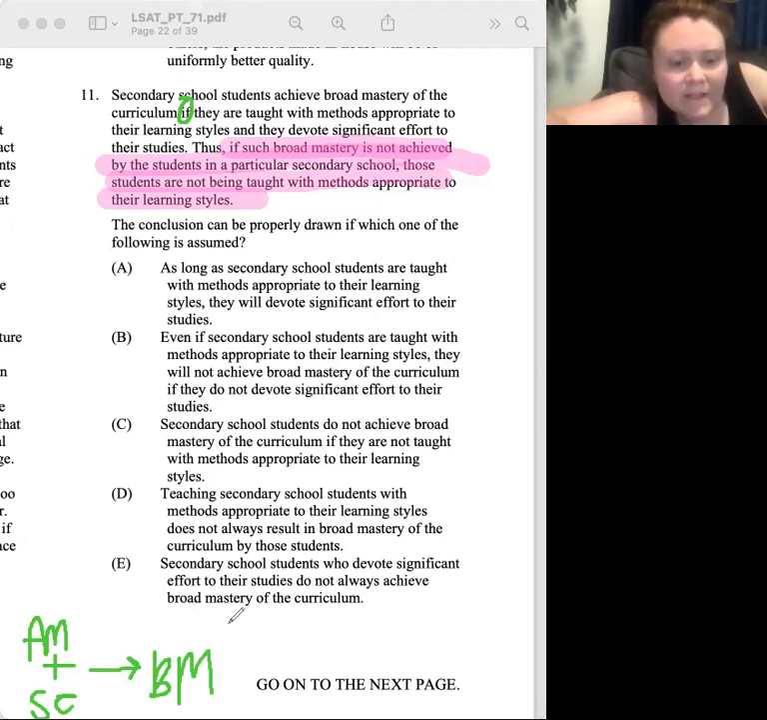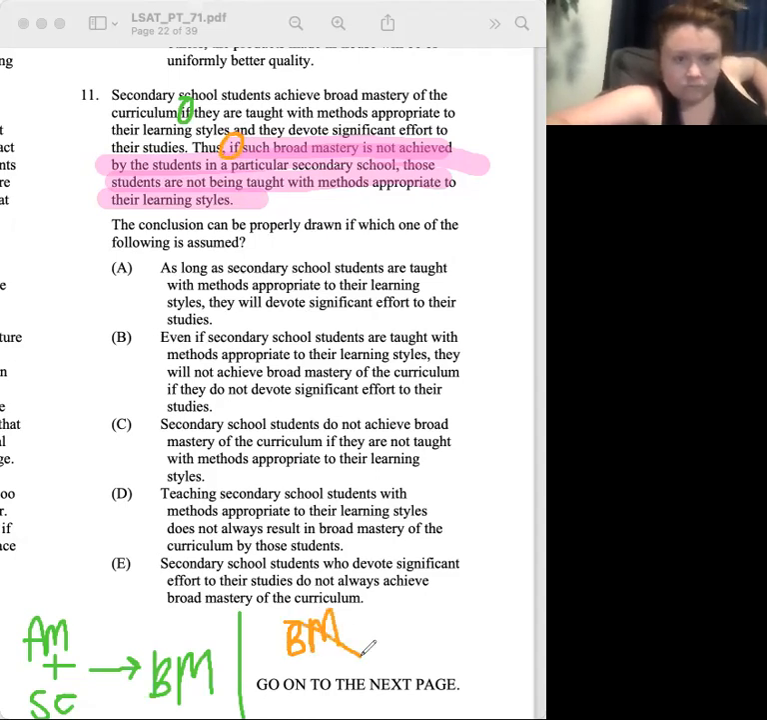And then what about the second one? Honestly, I didn't diagram the second one. I just looked at my original diagram. But if we were to do it, it would be: if not broad mastery, then not appropriate methods. If not BM, then not AM would be the conclusion. Those students are not taught with methods appropriate. Yes.